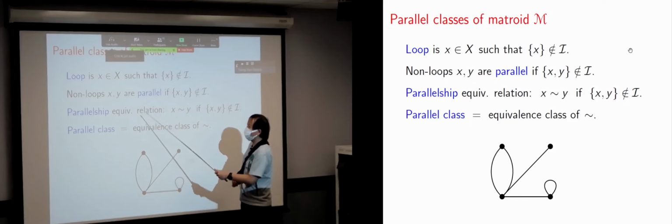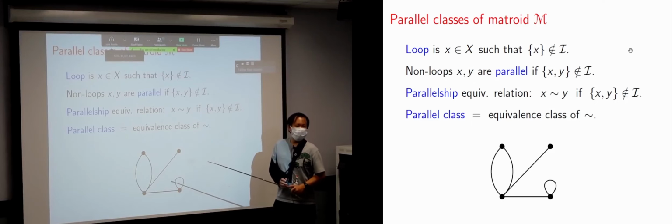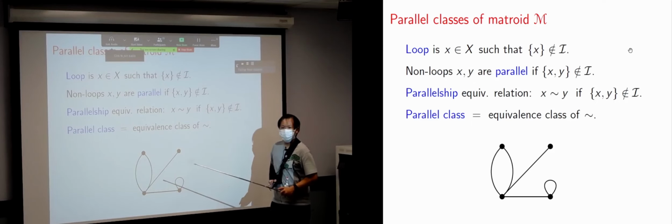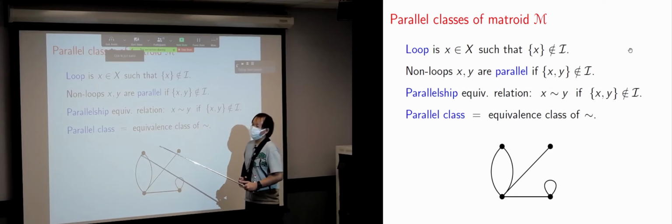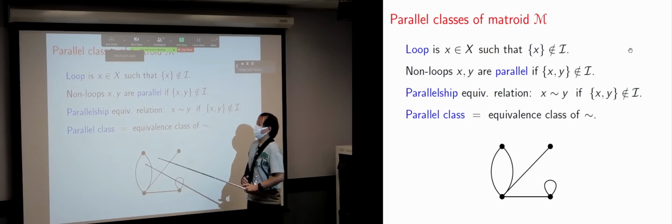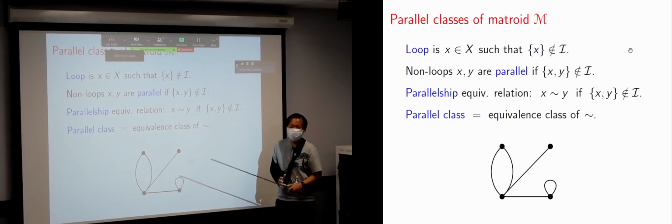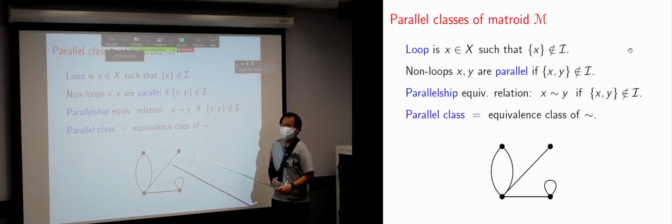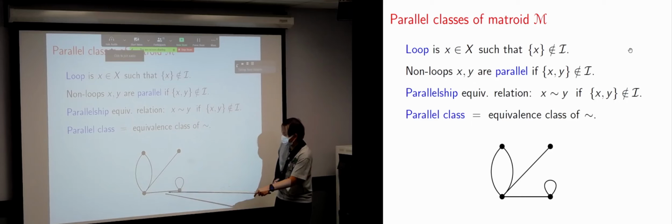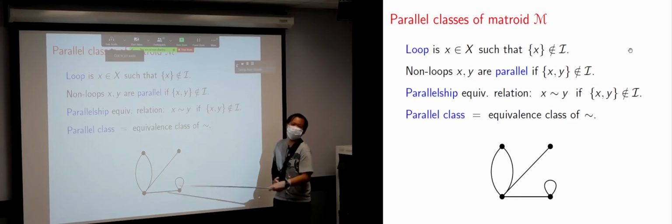It turns out that for non-loops we can define an equivalence relation. We can say that two non-loops are equivalent if they are parallel to each other, and parallelism turns out to be an equivalence relation. A parallel class is simply an equivalence class of that relation. For example, in this graph, there are 3 parallel classes. Because the loop is not counted, we have edge 1 and edge 2, and these 2 edges are counted as 1. That's why we have 3 in total.